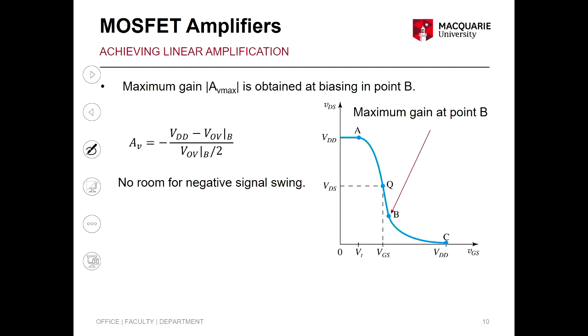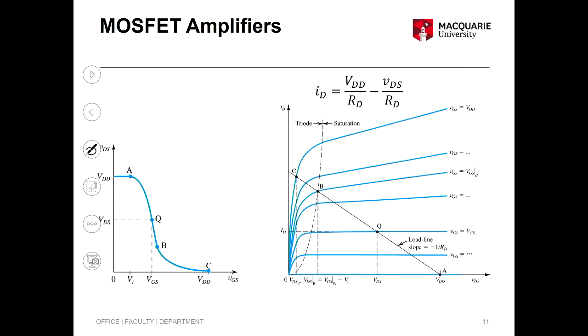This is what we talked about before, where you want the maximum gain, you are probably very close to point B. Here we have the VTC curve, and then we have the ID VDS curve here. Now we want to map these points here, A, Q, B, C, to the points on the ID VDS curve. Before we map it, we also need to learn what the load line is.